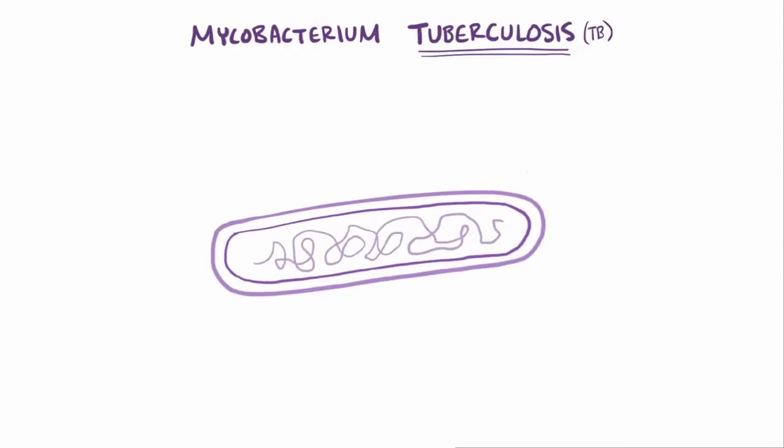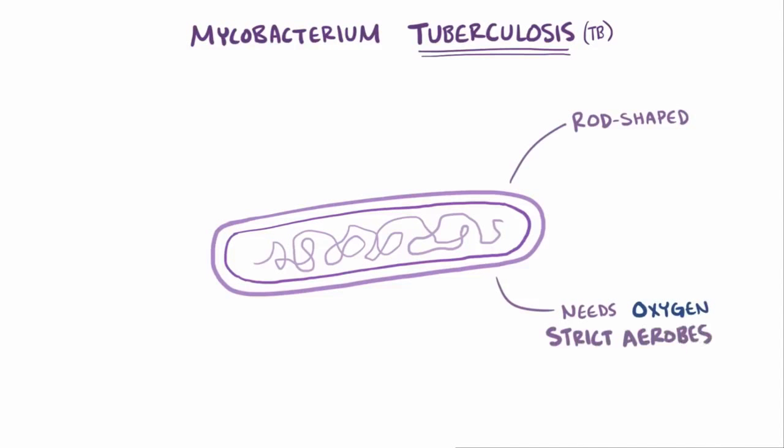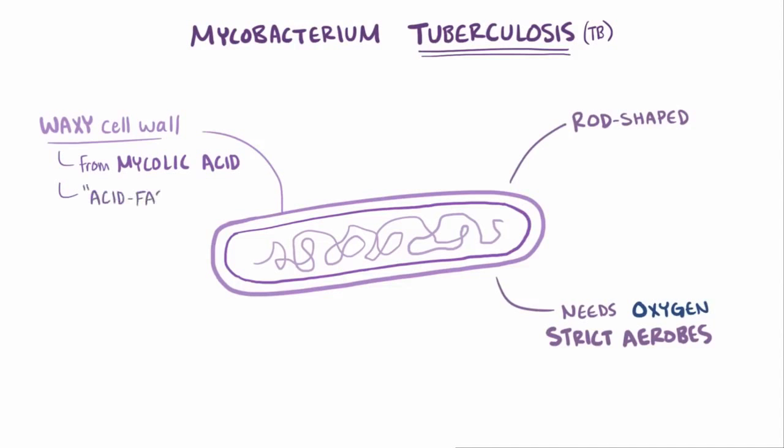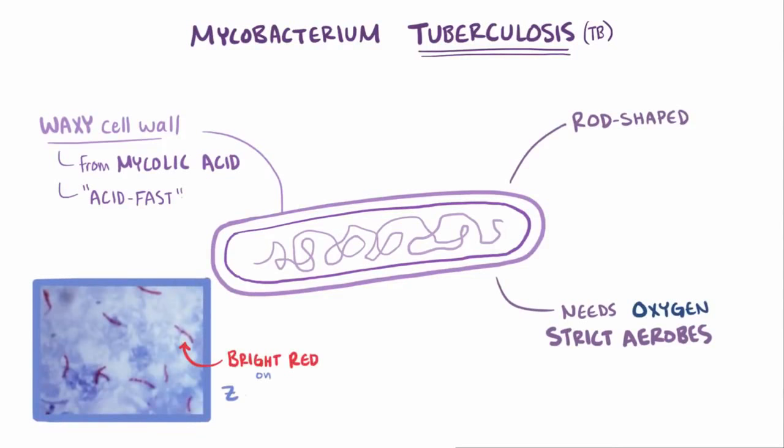Mycobacteria are an interesting bunch. They're slender, rod-shaped, and need oxygen to survive. In other words, they're strict aerobes. They've got an unusually waxy cell wall, which is mainly a result of the production of mycolic acid. Because of this waxy cell wall, they're acid-fast, meaning that it can hold onto a dye in spite of being exposed to alcohol, leaving it a bright red color when a Ziehl-Neelsen stain is used.